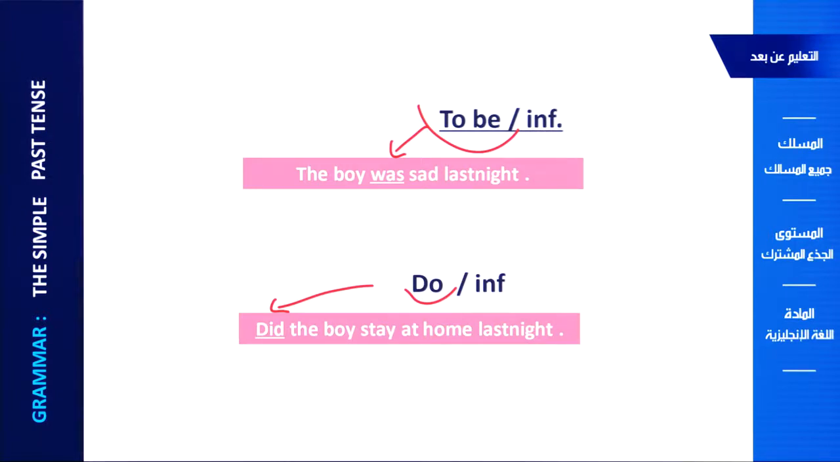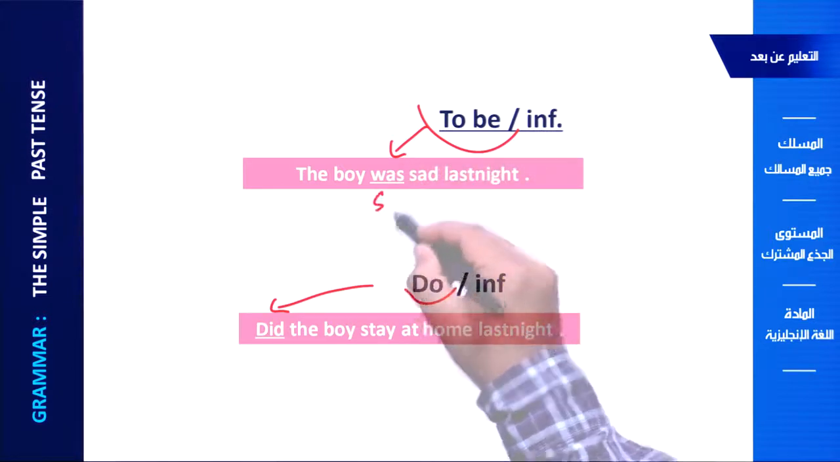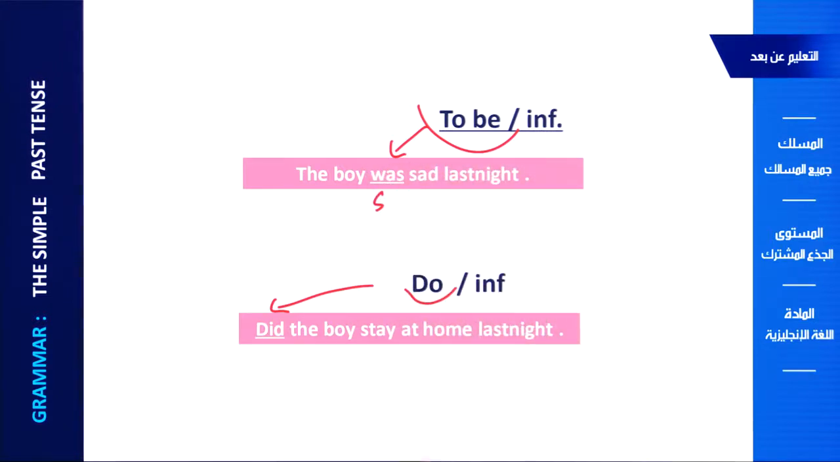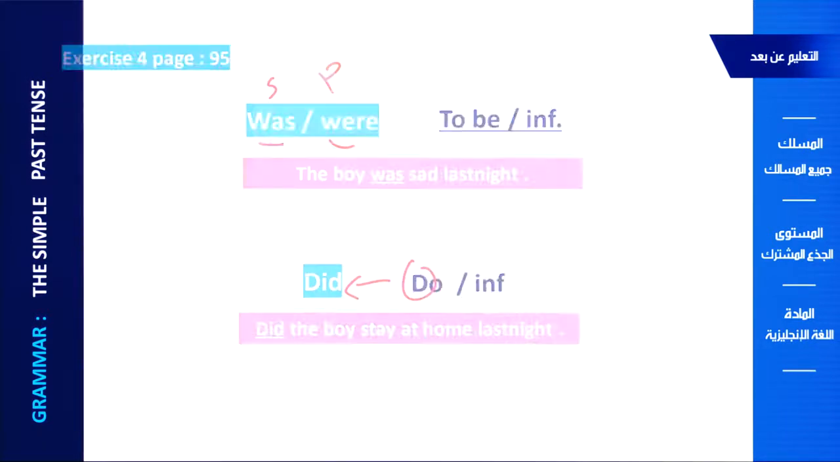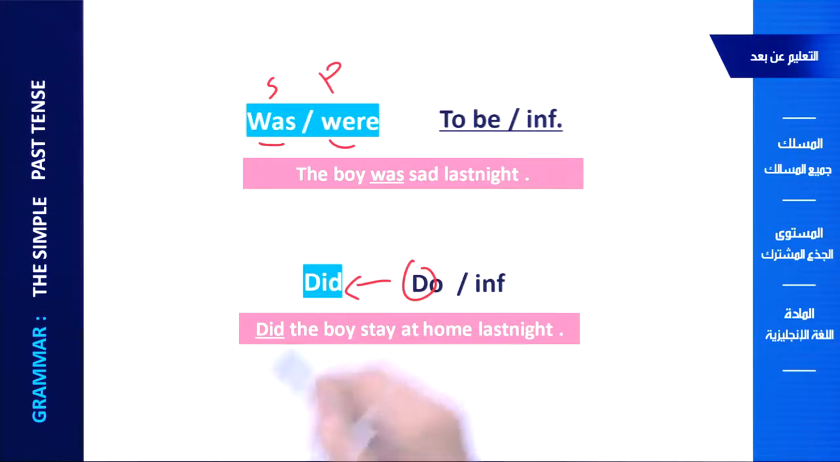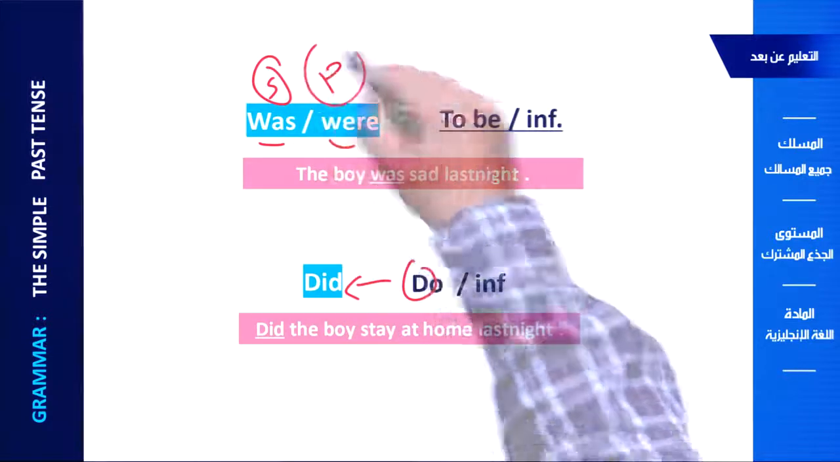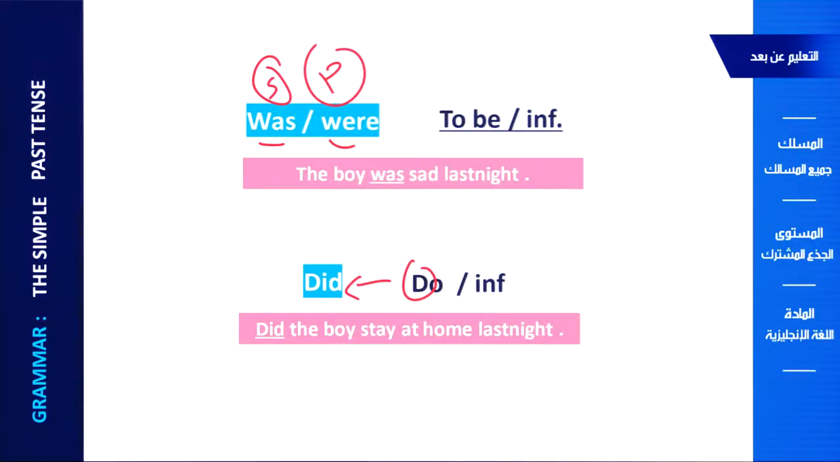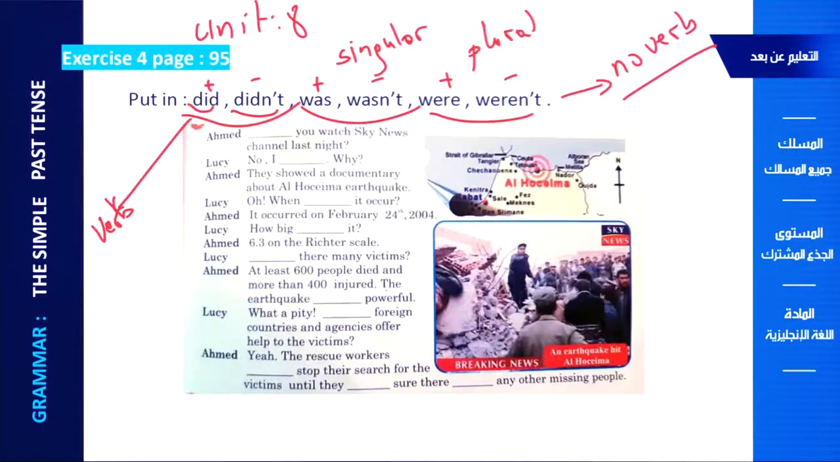So here, as I told you, the boy was sad last night. What is was? It is the singular form of to be, because if we have plural here, we say the boys were sad last night. And what is the origin of did? The origin of did is do. As you can see here, do is did in simple past. And this one here is positive, singular, and this is plural. It's infinitive. So let's go back to our exercise.